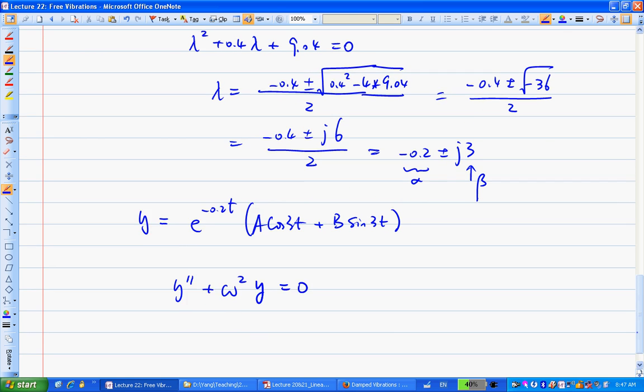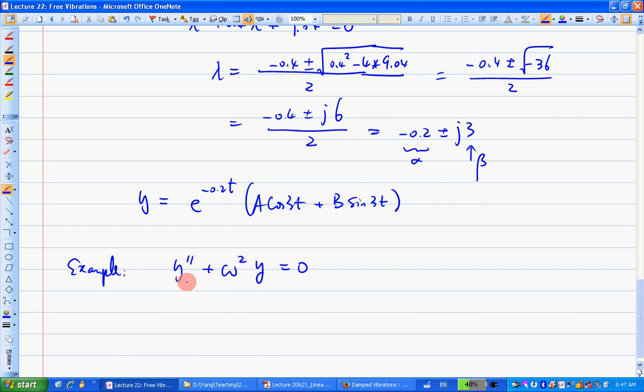Here is another example. This is what we're going to talk about next. If I have a second order homogeneous equation, y double prime plus omega squared y equals 0, which means the coefficient for the y prime term is 0. So there are only 2 terms here.